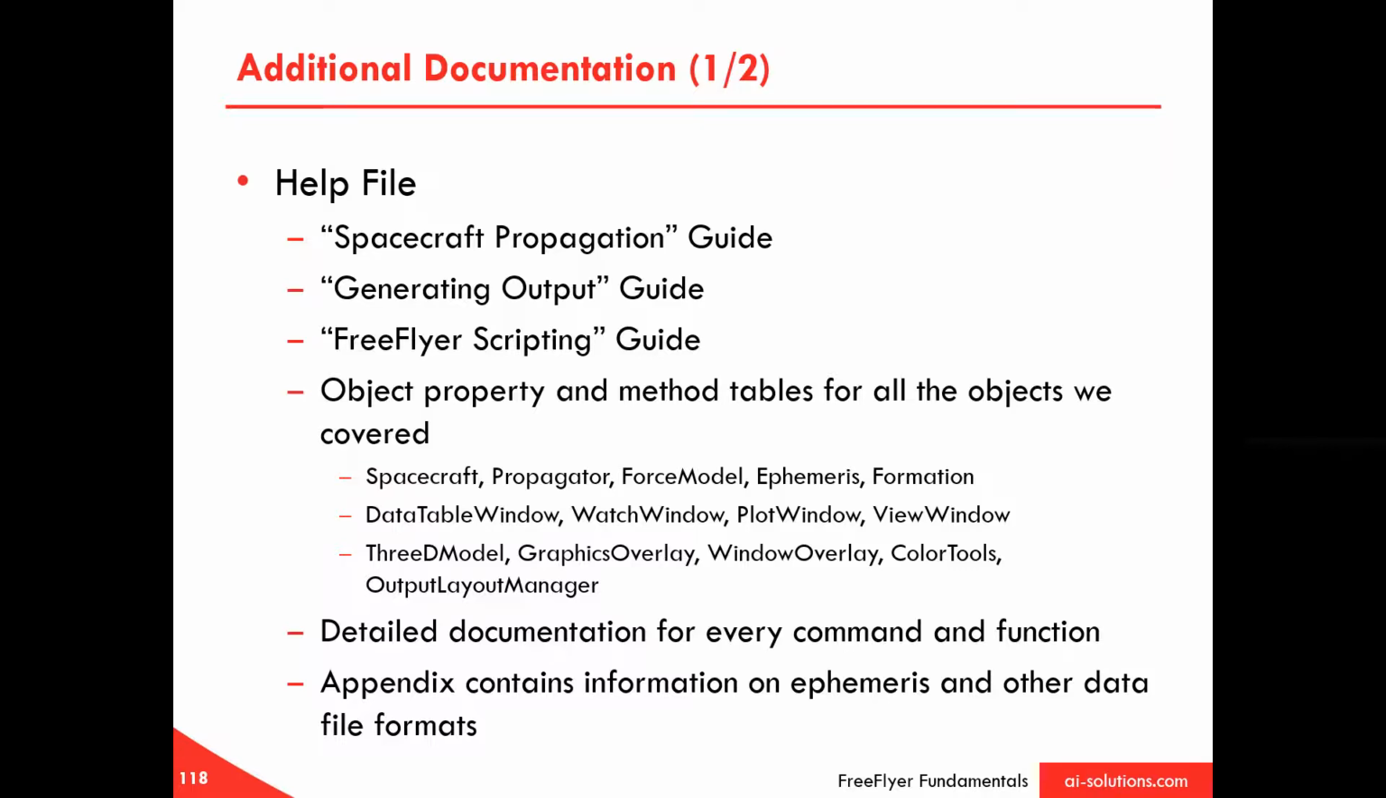The help file also provides property and method tables for all the objects in FreeFlyer, and so if you want to know more detail about a particular property or method that we talked about, or any of the options that are available on the objects in FreeFlyer, you can find all of that in the help file. Of course, there's also detailed information about all the commands and functions in FreeFlyer. And then the appendix is also a really useful resource. In particular, it talks about different data files that FreeFlyer uses and provides more detail on the ephemeris formats that FreeFlyer supports.